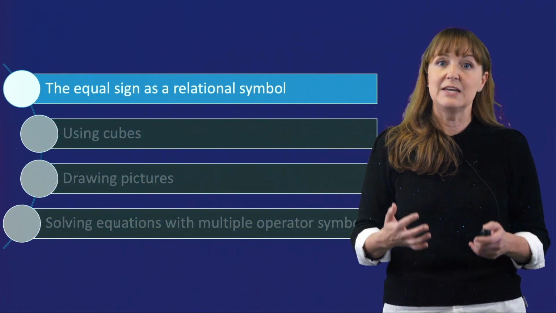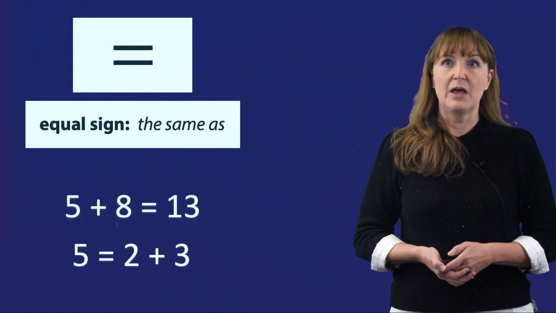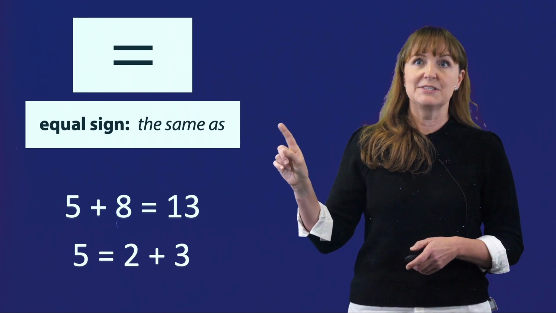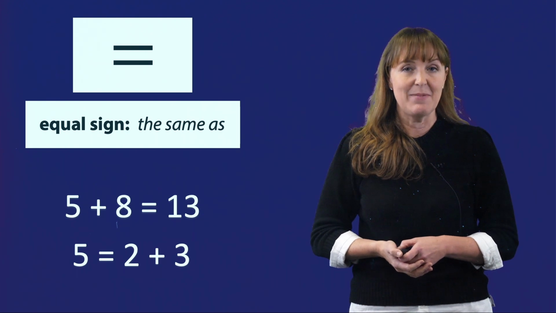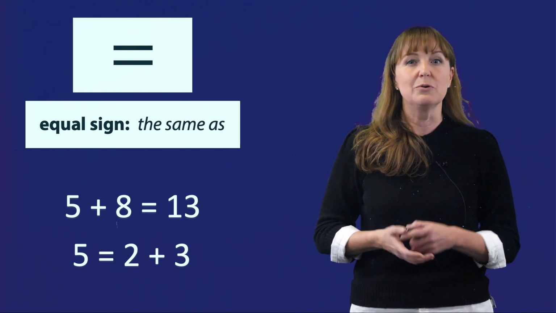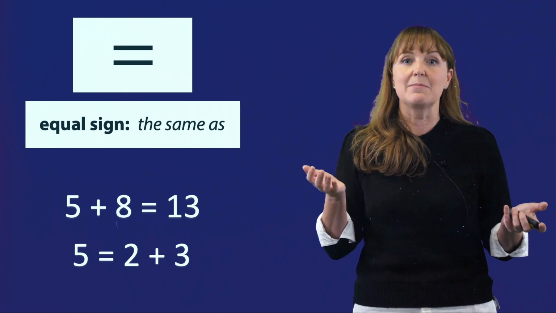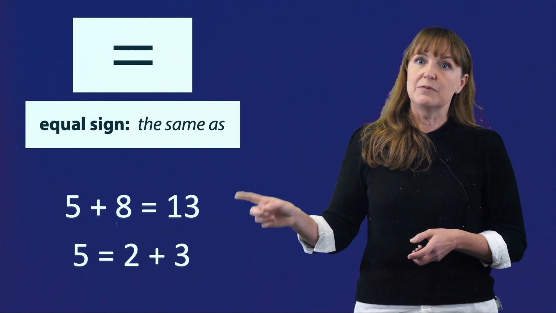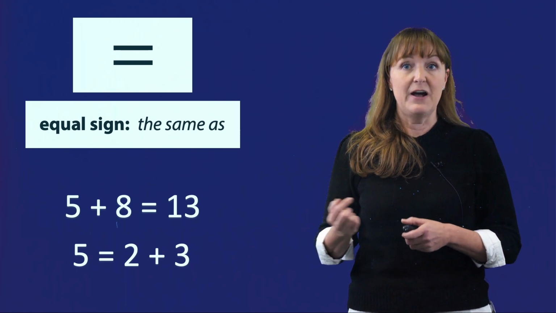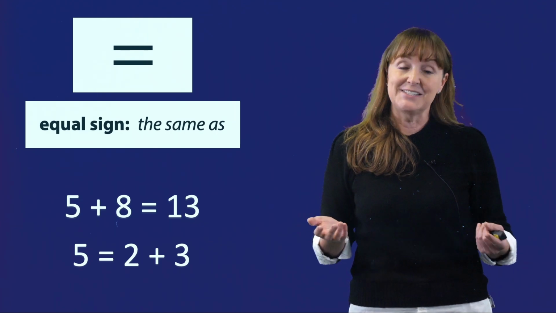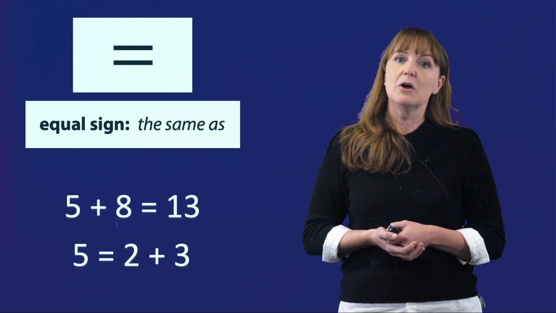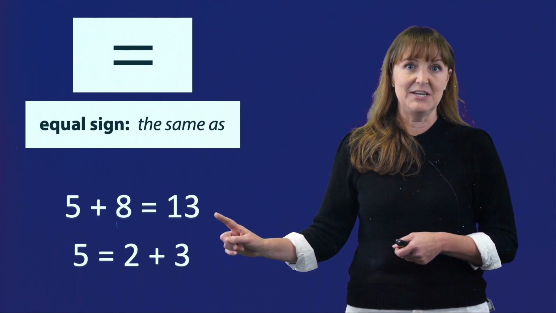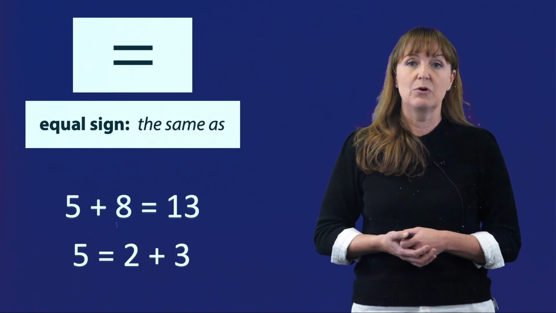First, let's talk about the equal sign as a relational symbol. So here is the equal sign. And on every material for Equation Quest, it will always say that the equal sign means the same as. And that's what we want students to do, interpret the equal sign as meaning the same, that this side of the equation is the same as that side of the equation. So if we look at these 2 examples here, for example, 5 plus 8 equals 13, I could say it like that, 5 plus 8 equals 13, or I could read this as 5 plus 8 is the same as 13. That's what we encourage students to do in Equation Quest.